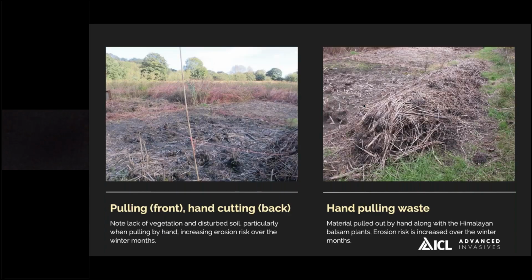When you look at what are often proposed as being environmentally friendly options, so hand cutting and hand pulling in particular, you're disrupting the soil structure, you're removing the material from where you're pulling it out from, and this leaves pockets and areas of bare soil that are going to be exposed to a greater erosion risk during the winter months. So this idea of sustainability, there's a lot of different elements to it, and it's worth considering all of those as you develop your management strategy.